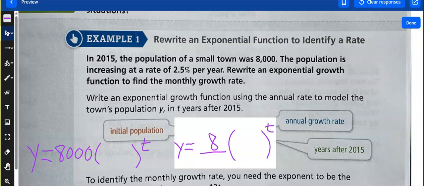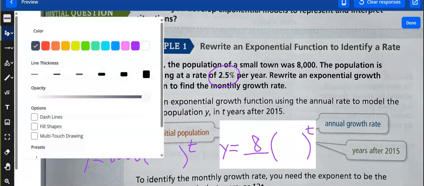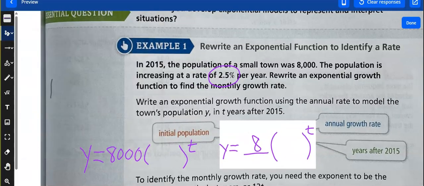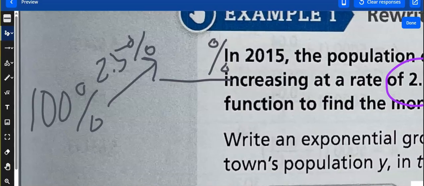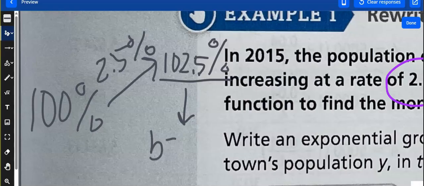Now, growing at a rate of 2.5%. Remember, I talked to you about how every growth factor in the universe starts out at 100%. In this case, we're going up by 2.5%. What percent is that? 102.5%. Now, please convert that to a B value.